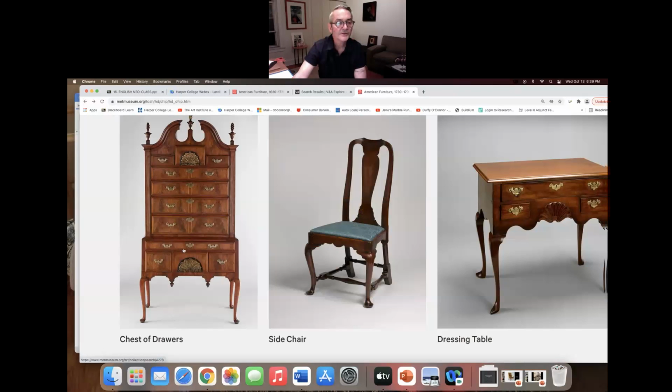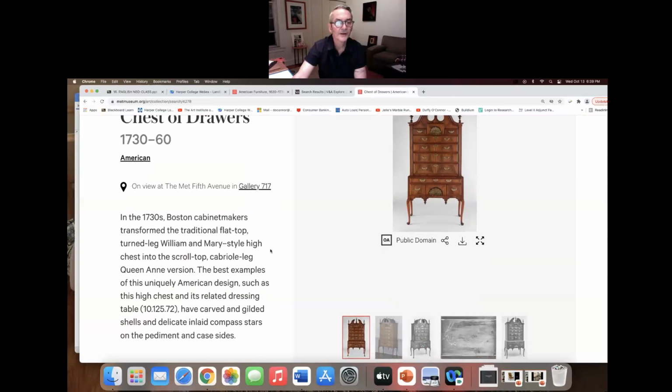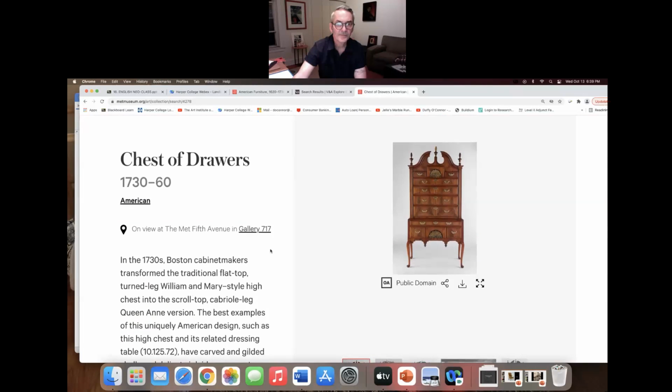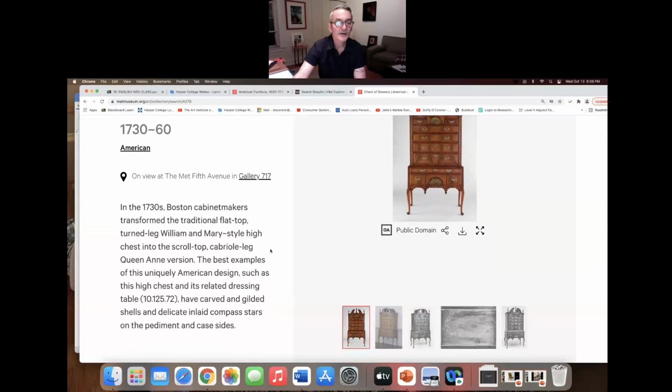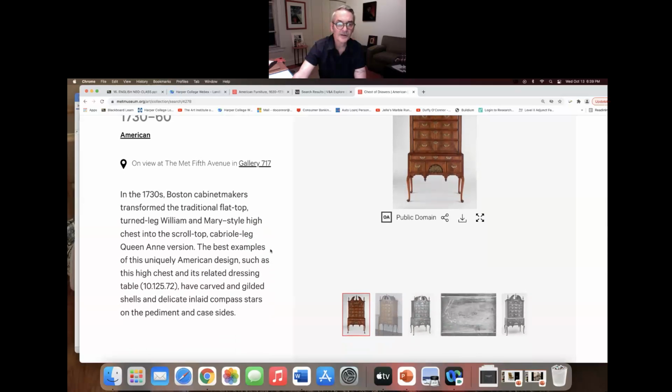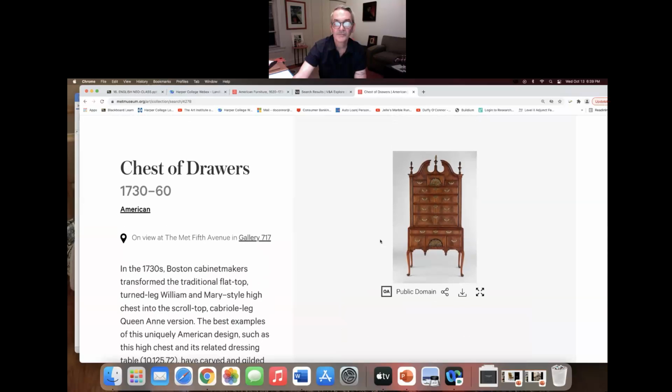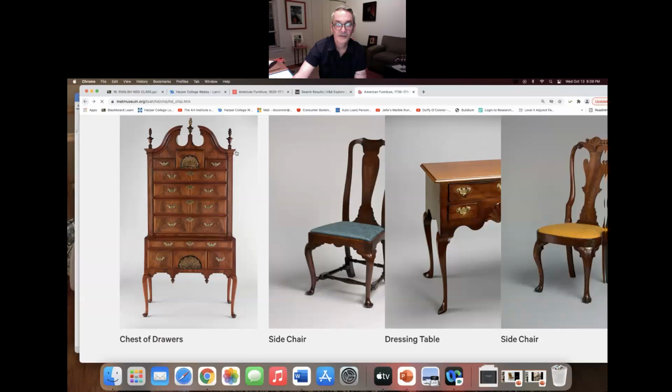Okay, let's go back to that. There. So what they call the scroll top is effectively a broken pediment. So best examples of this uniquely American design, such as high chest and its related dressing table, having carved gilded shells, delicate inlaid compass stars on the pediment and case sides. So they're still calling this a pediment. Okay. Very good.